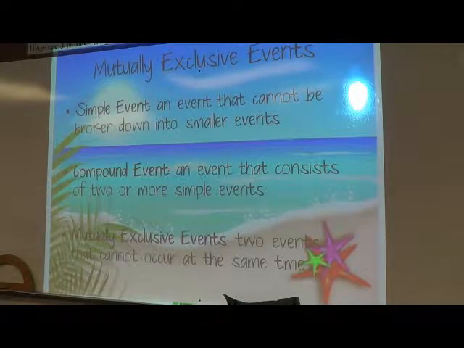So for instance, if in a deck of cards, I wanted to pick a heart or a black. Those cannot happen because none of the hearts are black and none of the black cards are hearts. So those are two mutually exclusive events. They cannot happen at the same time. If you choose a heart, you cannot choose a black card. If you choose a black card, you cannot choose a heart. So that's what it means to be mutually exclusive.